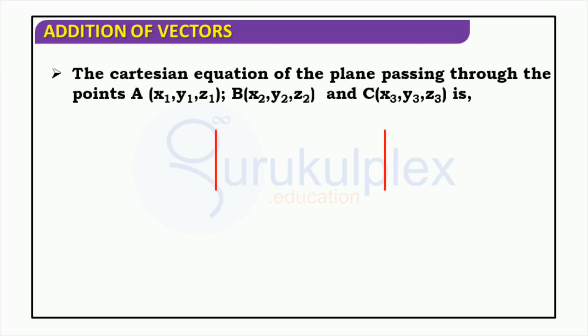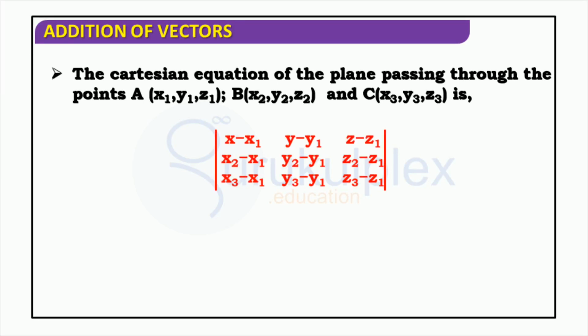Given the coordinates of 3 points, the equation of the plane passing through them can be calculated by considering the Cartesian equation of the plane to be equal to 0. This is an essential step in understanding the properties of a plane, as the addition of vectors is fundamental.